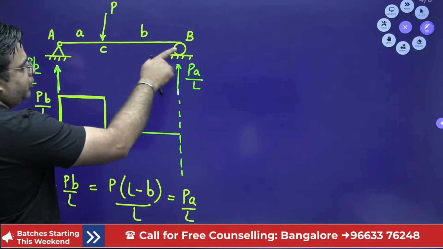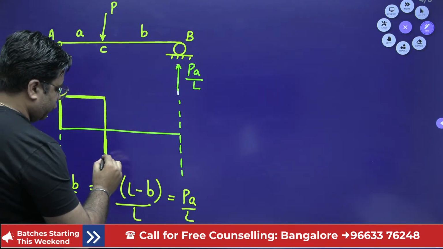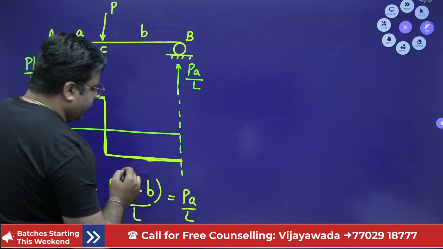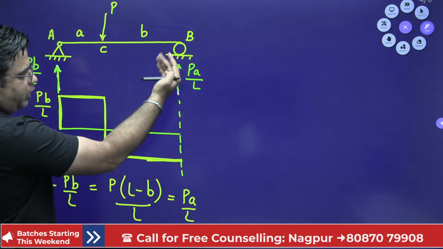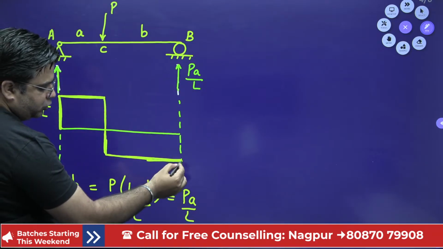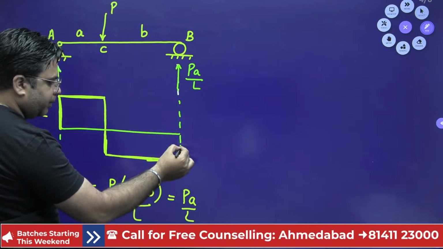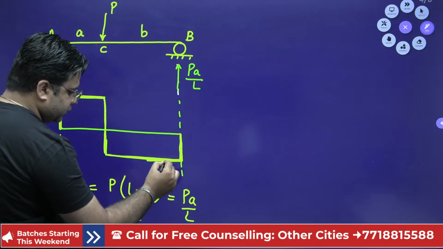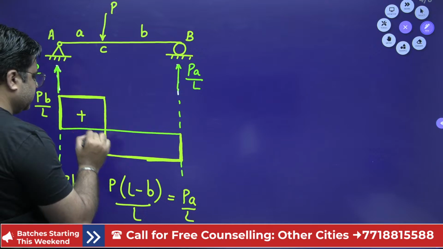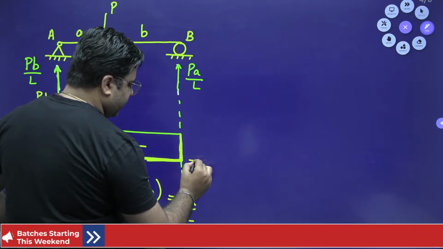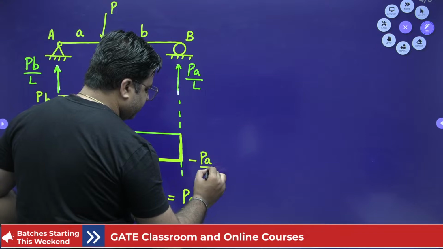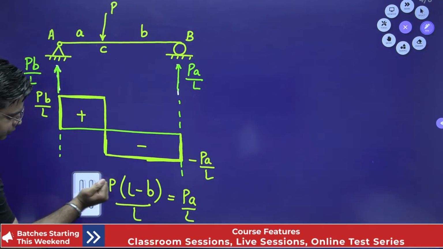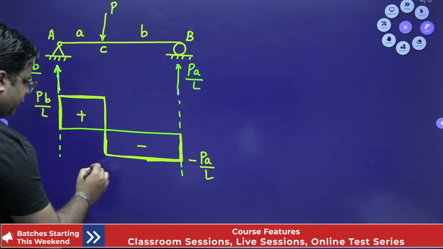And then from C to B, since there is no load, the shear force diagram will be constant like this, right? And at point B, you have an upward reaction of PA by L. So you need to move up by the amount of PA by L, which closes the shear force diagram like this. So this is plus, this is minus, and this is minus PA by L. So this is how you draw the shear force diagram. This is your shear force diagram.